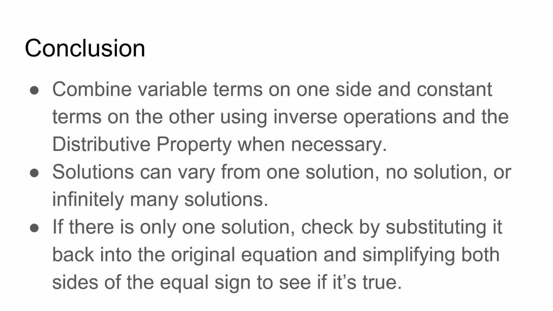So in conclusion, when solving equations with variables on both sides, you want to combine variable terms on one side and constant terms on the other, using inverse operations and the distributive property when necessary. Solutions can vary from one solution, no solution, or infinitely many solutions. If there is only one solution, check by substituting it back into the original equation and simplifying both sides of the equal sign to see if it's true.